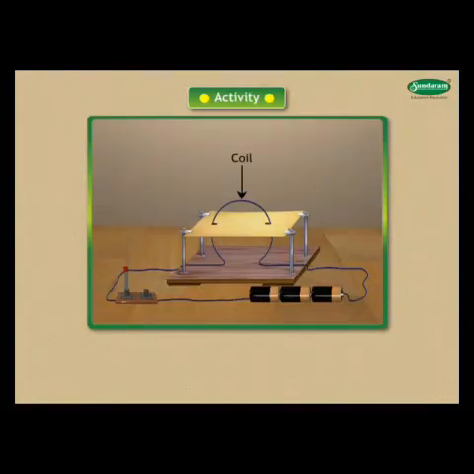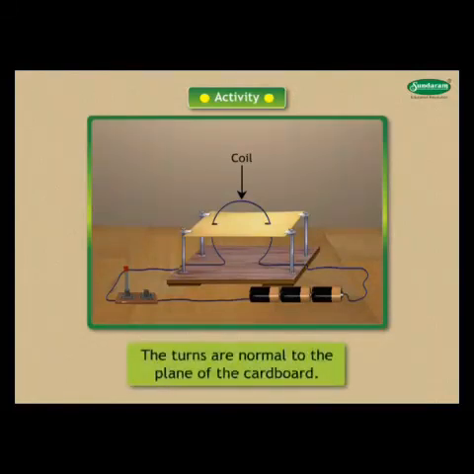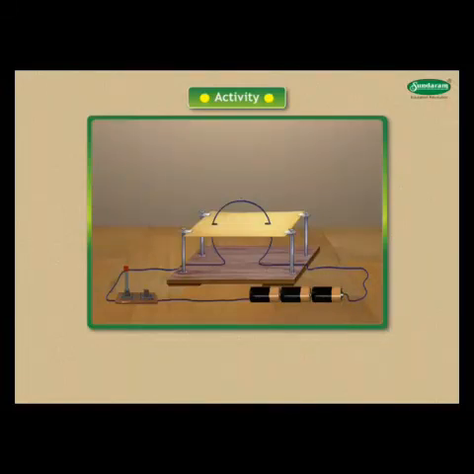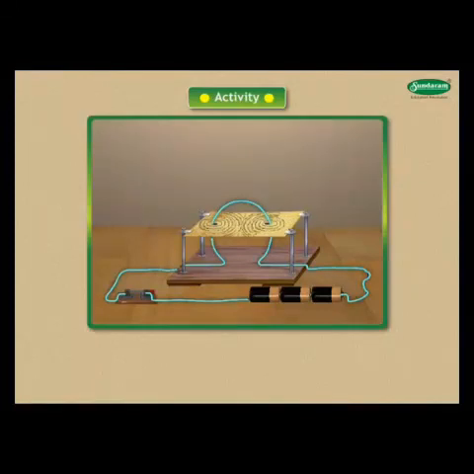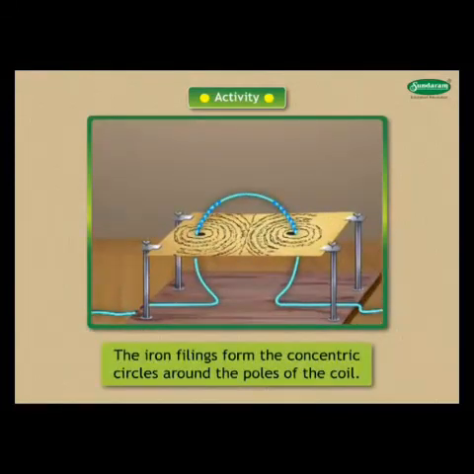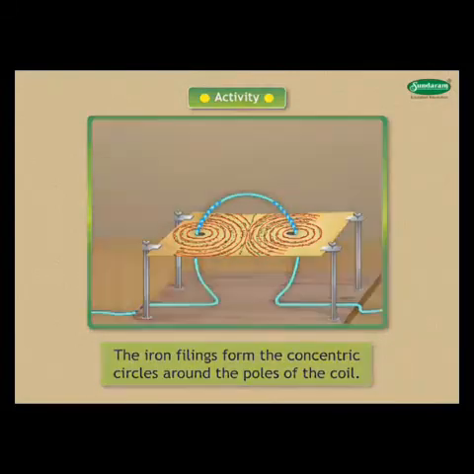Insert the coil through the holes such that the turns are normal to the plane of the cardboard. Connect the 2 ends of the coil in series with a battery, a key and rheostat as shown. Sprinkle iron filings uniformly on the cardboard. Plug the key. Tap the cardboard gently. Observe. As the key is plugged, the iron filings form concentric circles around the poles of the coil.